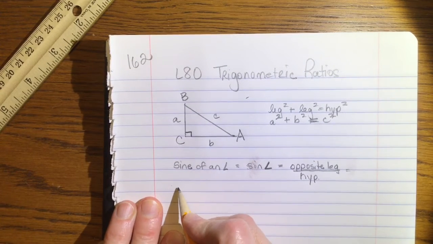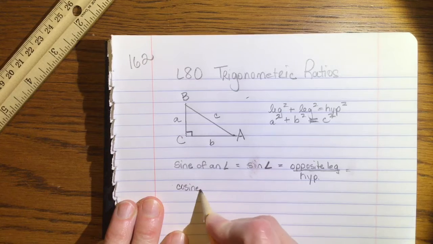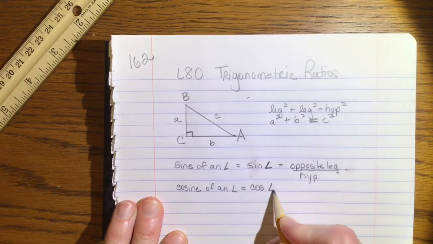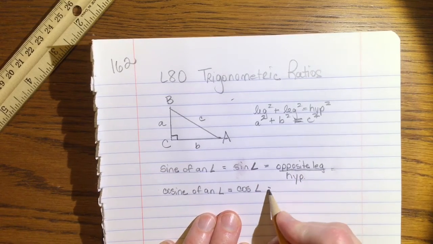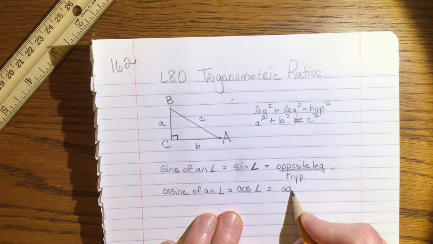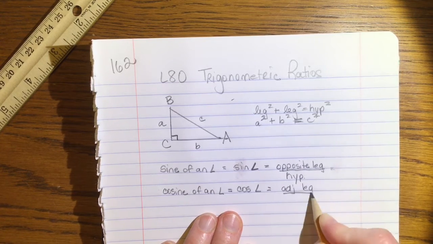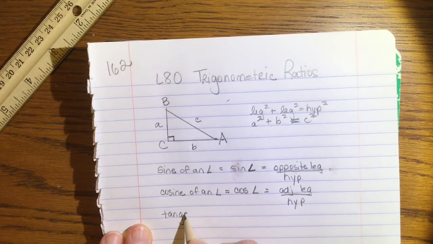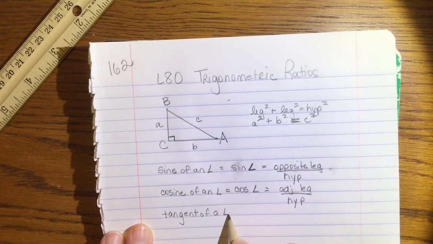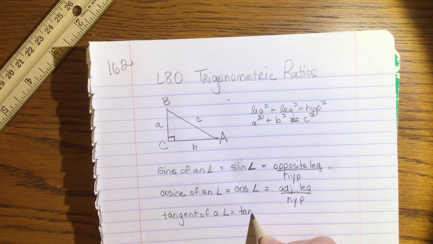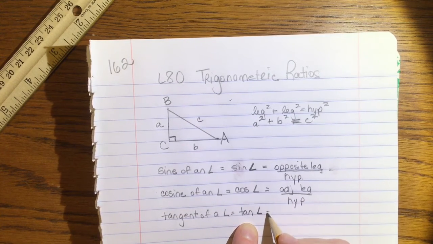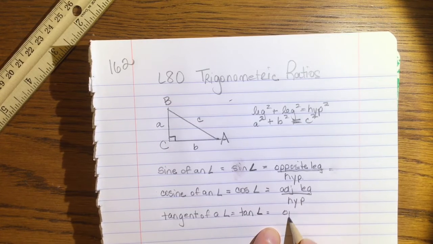So then we'll say the second one is cosine of an angle is equal to, and the abbreviation is COS, not cos, but cosine, you say the word, even though it's an abbreviation, is equal to the adjacent leg over the hypotenuse. And then the tangent of an angle is abbreviated tan, but it's pronounced tangent. You don't want to say tan, you want to say tangent, is equal to the opposite leg over the adjacent leg.